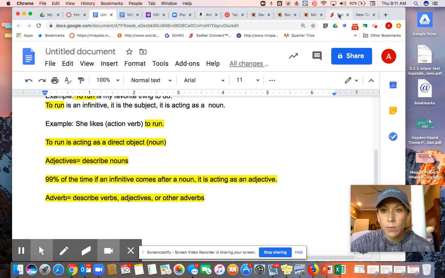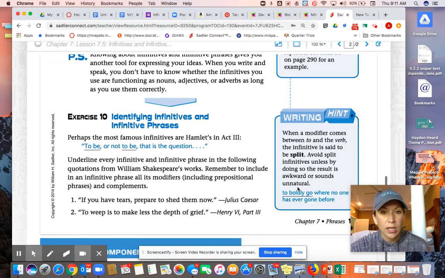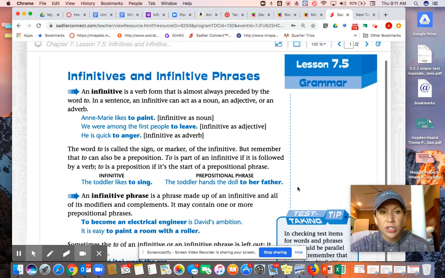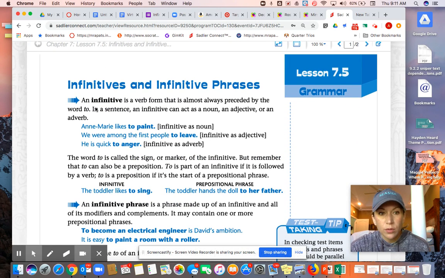Okay, let's look back at our notes page. This is where all that information is. So you need to highlight this note and look at this example. Anne-Marie likes to paint. To paint is what she likes to do. It's acting as a direct object, which is a noun. We were among the first people to leave. People is a noun. I just told you in the notes, 99% of the time, if the infinitive comes after the noun, it's acting as an adjective.